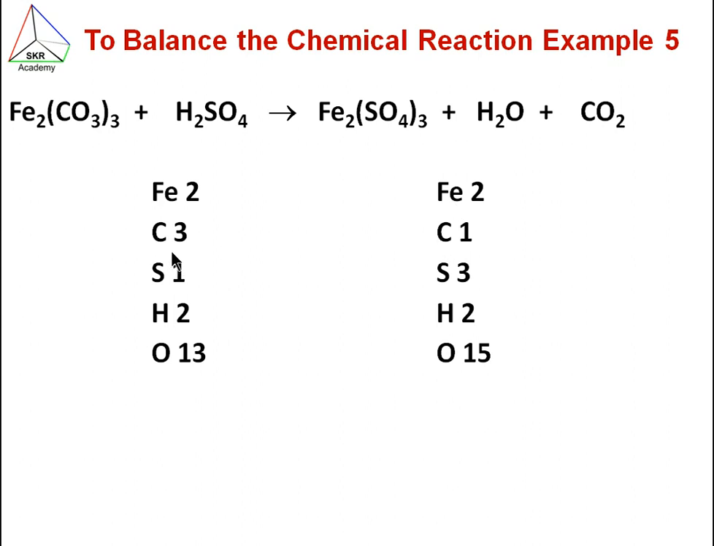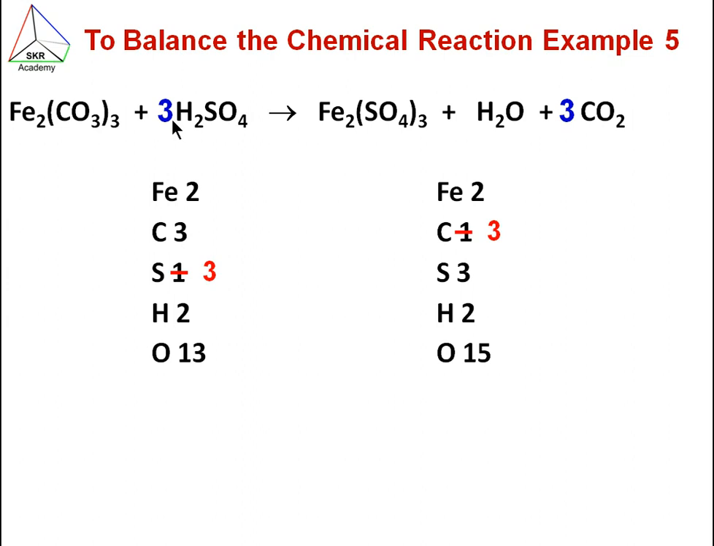On the left-hand side there are 3 carbon and on the right-hand side only 1, so we will add coefficient number 3 in front of carbon dioxide. Then the carbon becomes 3 atoms on both sides, so it is balanced now. And then sulfur: on the left-hand side 1 and right-hand side 3, so we will add number 3 coefficient in front of sulfuric acid, then the total sulfur will become 3 on the left-hand side, so this is also balanced.